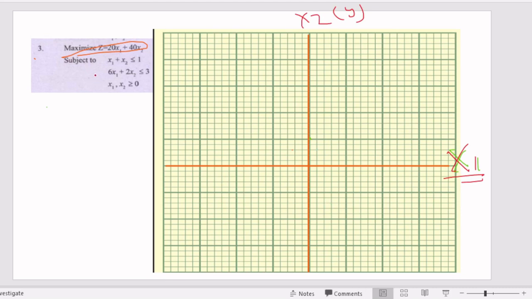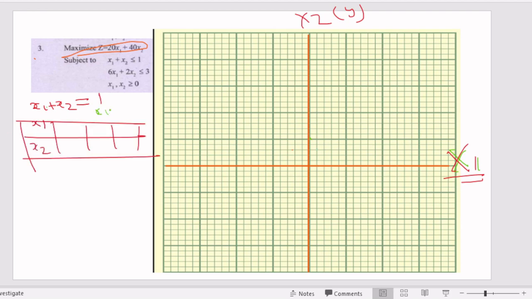Now what is the condition? The first condition says subject to x1 plus x2 less than 1. So x1 plus x2 equal to 1. It's very straightforward. You need to find three different points. So x1 is equal to 1 minus x2. When x2 is 0, your x1 is 1. Simple. When x2 is 1, your x1 is 0. Simply you can substitute over here. When x2 is 2, your x1 is minus 1. You got this one.